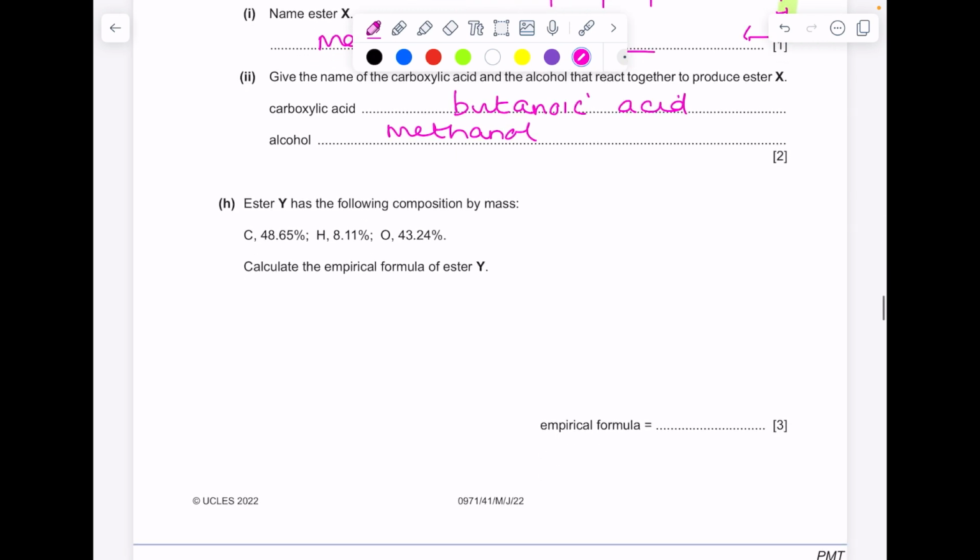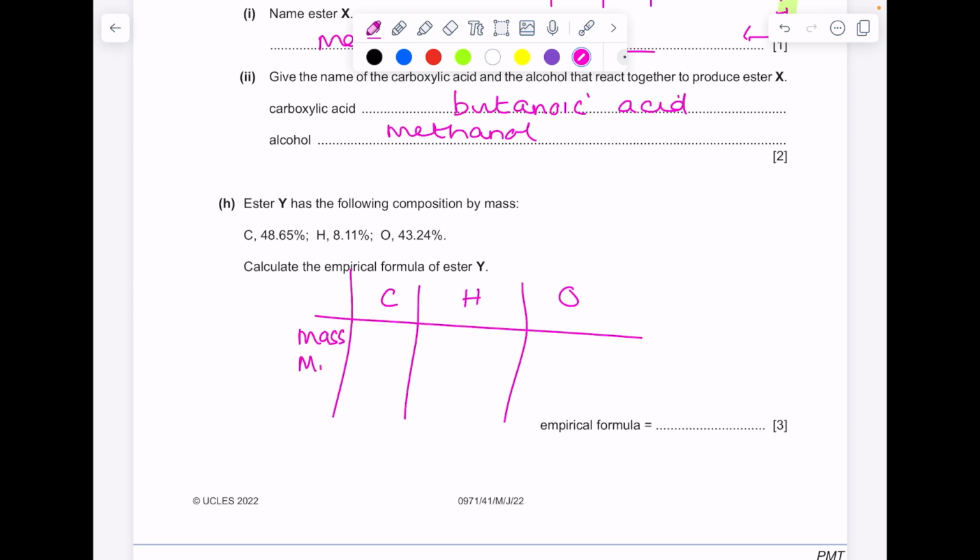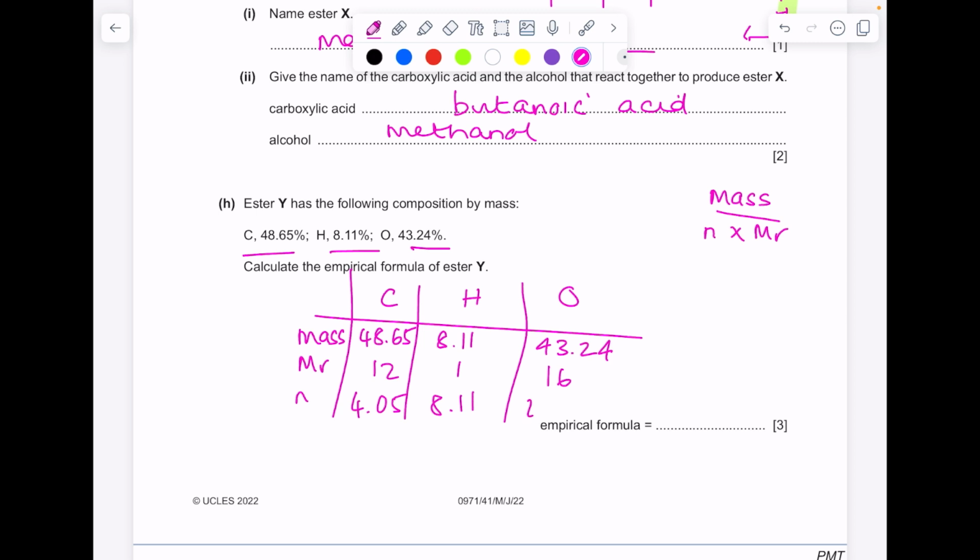Ester Y has the following composition by mass. Calculate the empirical formula. So list your elements, draw a table, list mass, MR, number of moles. Here's your all-important formula triangle. In terms of the mass, remember you can use the percentages. The MR you'll need to find on the periodic table. To find the number of moles, we do mass divided by MR. And then finally divide by the smallest number.